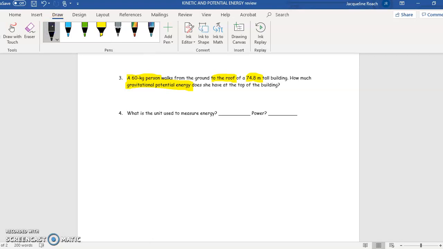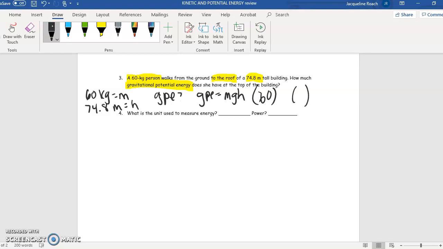All right, so let's break it down. 60 kilograms is mass, 74.8 meters is height, right? Because meters is a unit of height. So I'm solving for gravitational potential energy, right? This is the two things the problem gives me. I know my equation is mass times gravity times height. I know my mass is 60, and I know my height is 74.8.